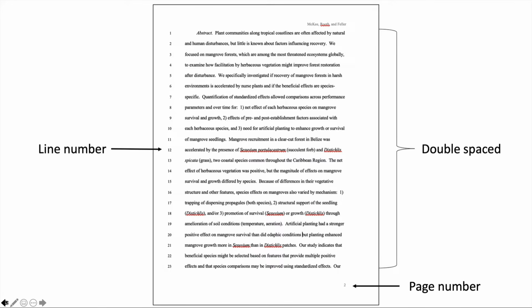Manuscripts are typically double-spaced with page and line numbers as you see here. Use a traditional font type such as Times New Roman and 12-point font size. Check the instructions to authors to find details about how to format your manuscript for submission.